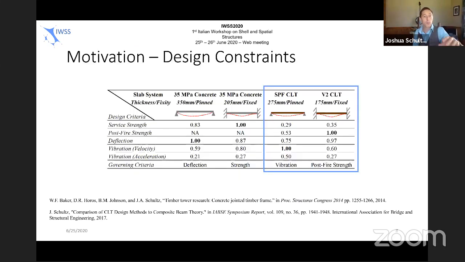So we thought we would take that approach for CLT. But what we find when we move over to CLT is that there are material limitations. So CLT, when we're pinned, we're in a vibration and or deflection realm, depending on where you're at. And these are all for equivalent loads and spans. And when we move to our fixity, what we end up with is the reality that fundamentally this is a wood product.